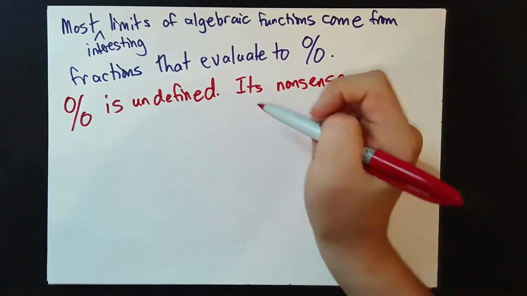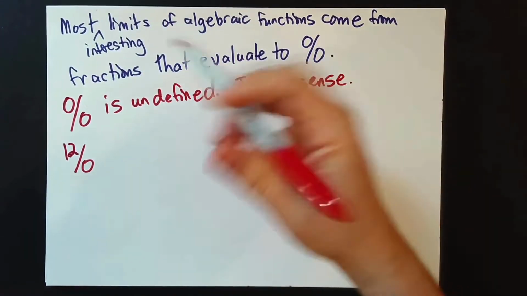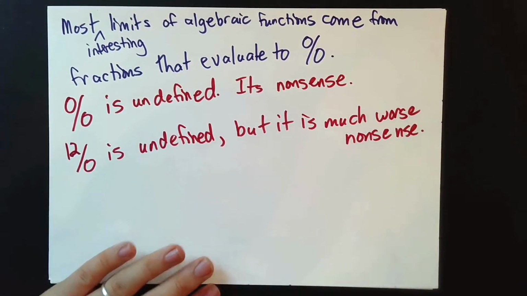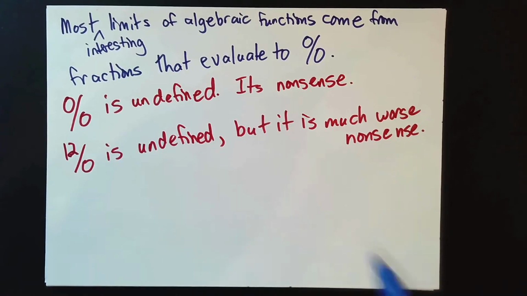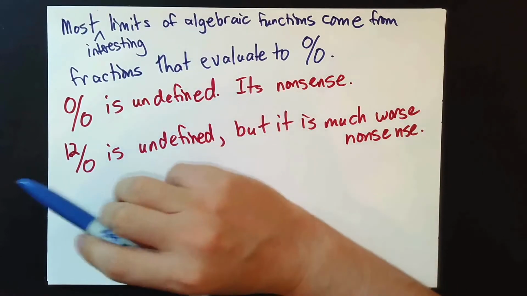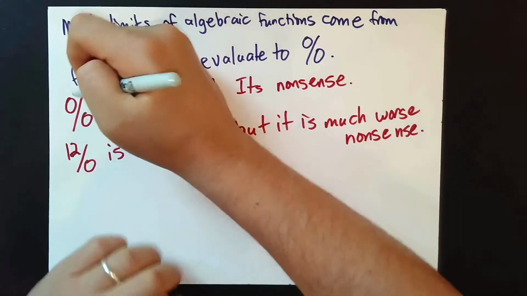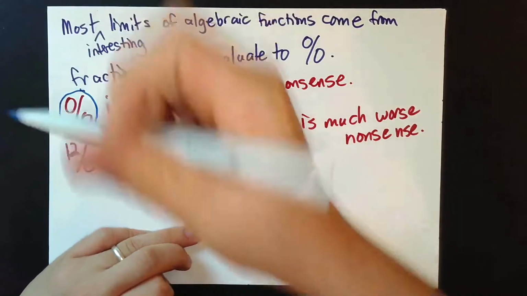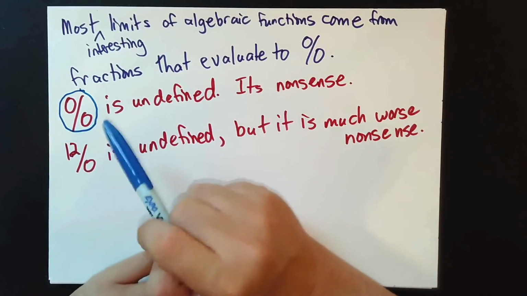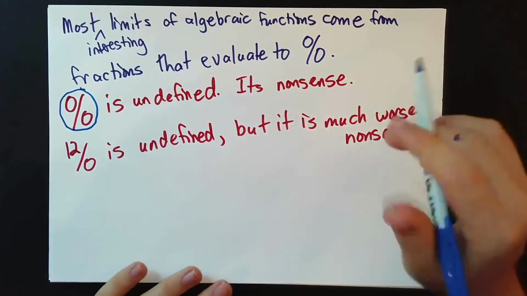But if you compare 0 over 0 to something like 12 over 0, this is nonsense. This is much worse nonsense. This is basically unsalvageable. If you get something where it wants to be 12 over 0, nothing nice is going to happen. But often, things that have a 0 over 0 in them end up being salvageable by using limits. So I wanted to talk about some of the basic things that can come up.